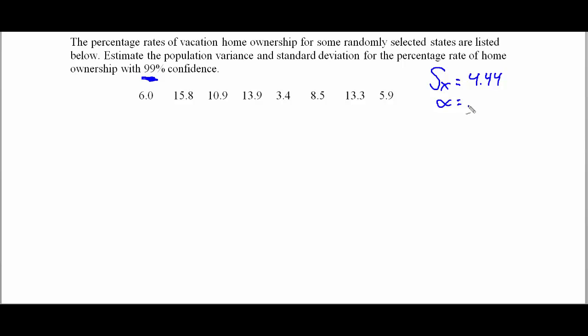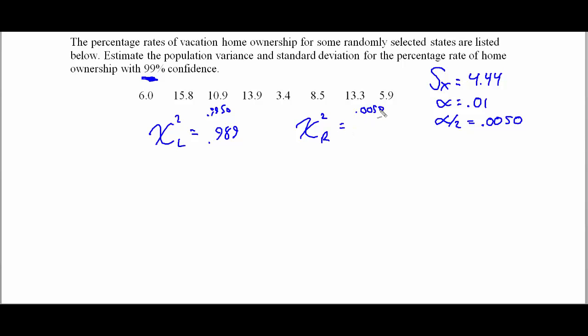Our error is going to be 1%, but since this is a two-tailed test, we've got to divide it by 2. So this is going to be looking up 0.005 on the right and 0.9950 on the left. So let's get our chi-squared left, which is looking up again 0.9950 or 99.5%, depending on how your table writes it, and this gives us 0.989. And chi-squared right is we're going to look up 0.0050 or 0.5%, half a percent. This is going to give us 20.278.